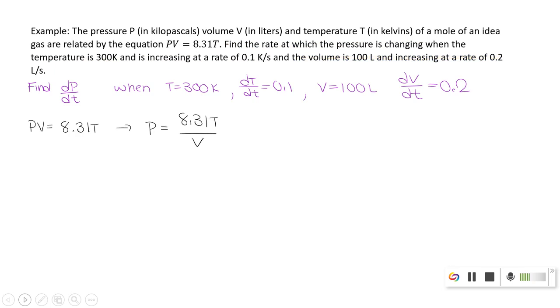We can actually use the chain rule to solve this problem. We have this equation, PV equals 8.31 T. We can go ahead and solve that equation for P. So P is 8.31 T divided by V. And then we can just apply the chain rule directly to this multivariate function.